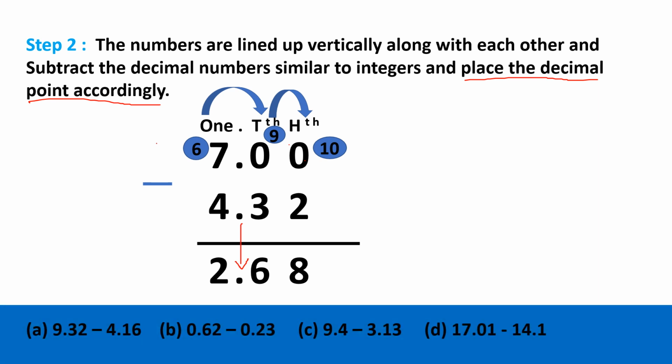Now we'll do some practice questions. That is 9.32 minus 4.16, 0.62 minus 0.23, 9.4 minus 3.13 and 17.01 minus 14.1. First we have to convert all the decimals into like decimals, then we'll do the normal subtraction as we do for the integers.